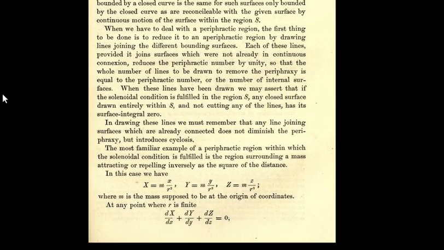When we have to deal with a periphractic region, the first thing to be done is to reduce it to an aperiphractic region by drawing lines joining the different bounding surfaces. Each of these lines, provided it joins surfaces which were not already in continuous connection, reduces the periphractic number by unity, so that the whole number of lines to be drawn to remove the periphraxy is equal to the periphractic number, or the number of internal surfaces.